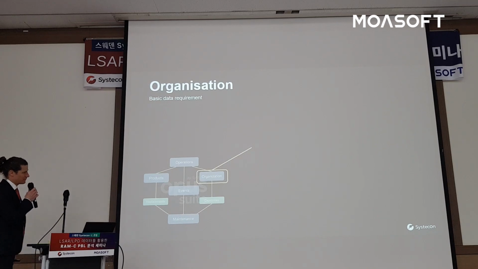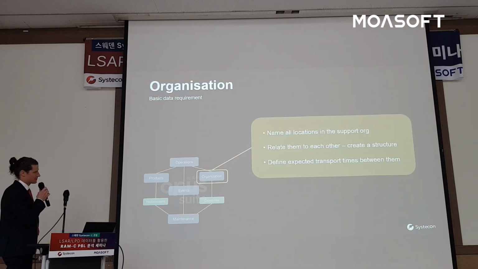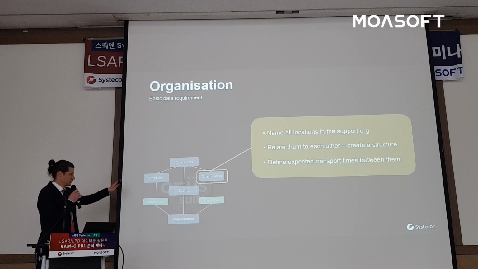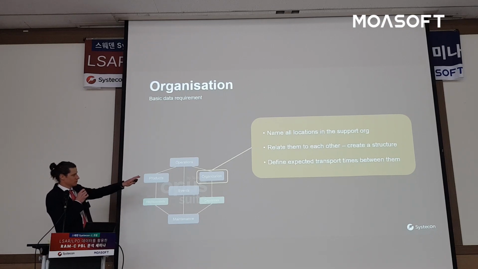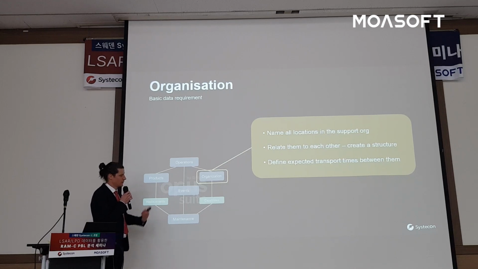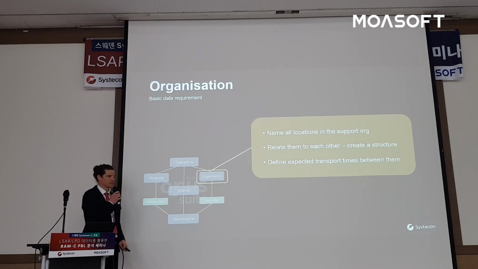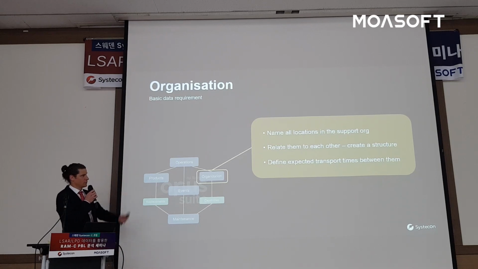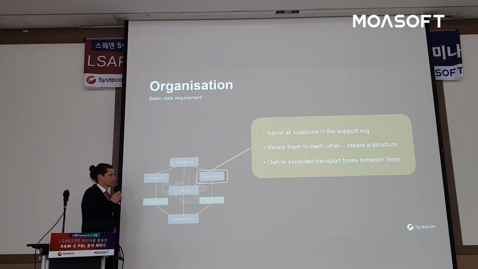Anyway, if we go through what we need here step by step in terms of data, because this is more of a structure. To describe the organization, we need to name the locations in this support organization. So we have operational sites A and B, we have maintenance locations A, B, C, etc. And we relate them to each other according to a structure, and we can define the expected transportation times and so on.